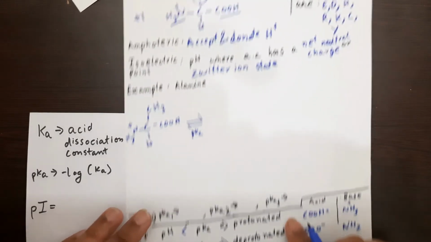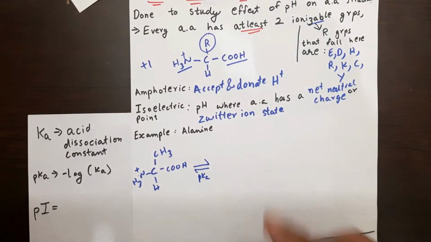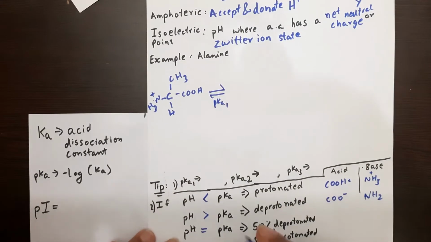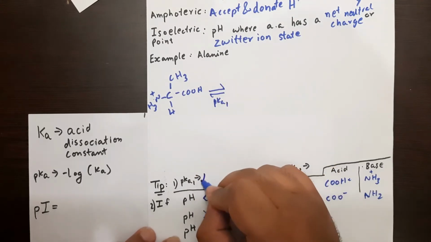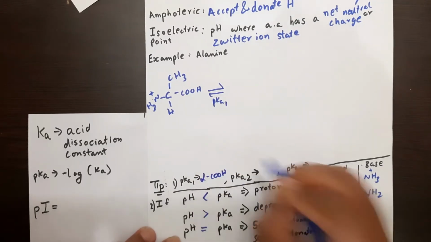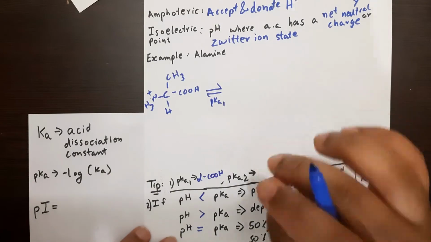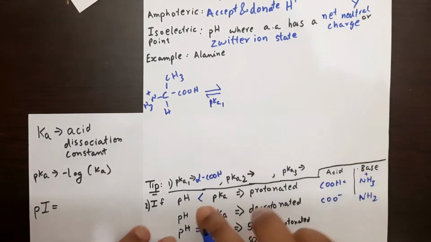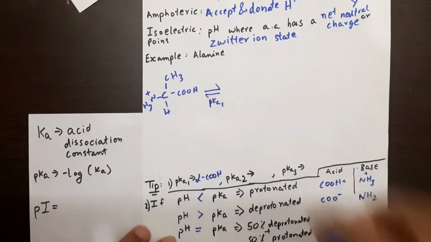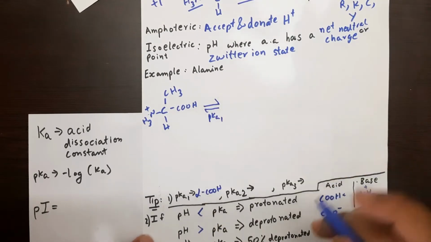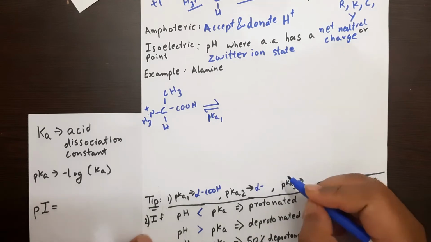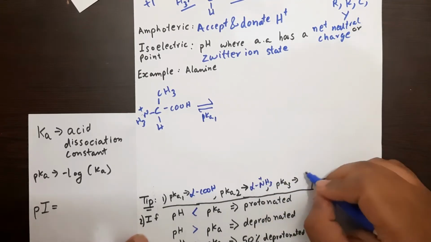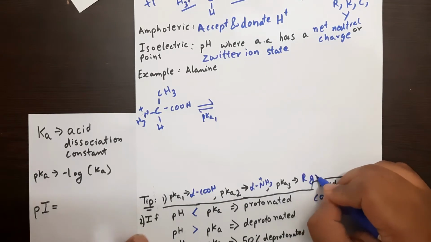Alright, so now let's go back to the structure. The first thing that we encounter is pKa1. pKa1 corresponds to the alpha carboxyl group. Always, doesn't matter where. This question usually comes up in interviews and all. pKa1 always corresponds to the alpha carboxyl group. The pKa2 always corresponds to your alpha amino group, that's the positive, and pKa3 always corresponds to the R group.